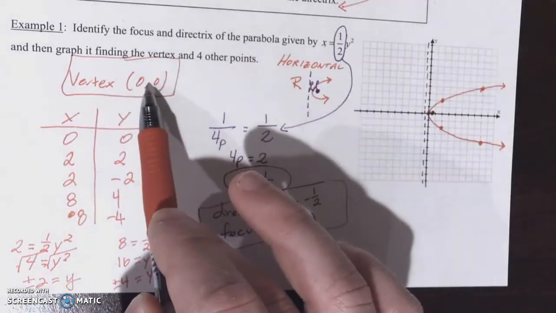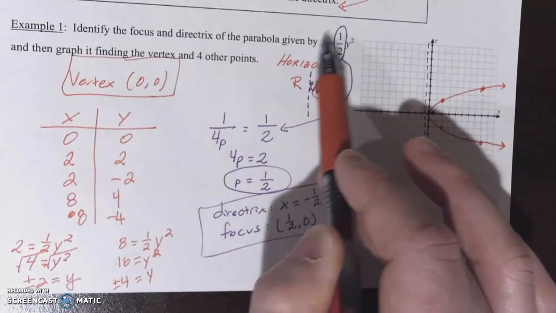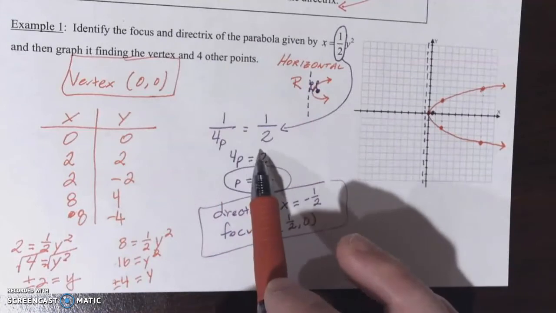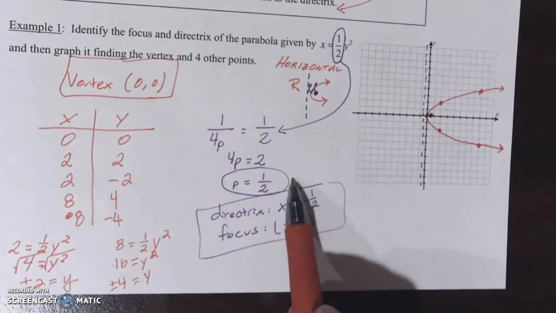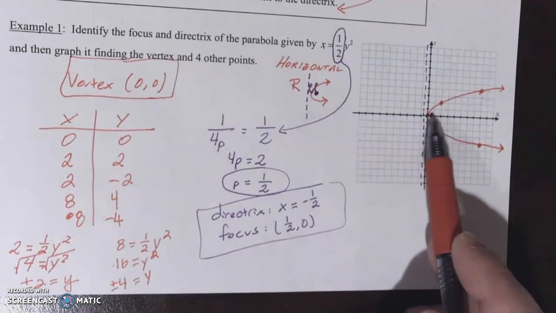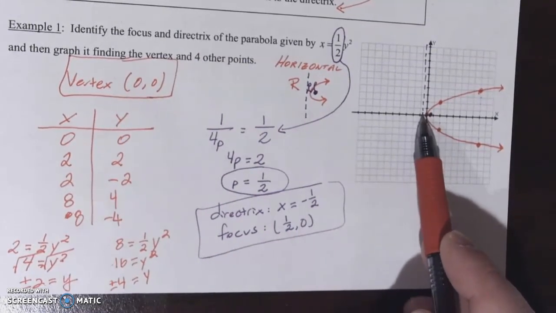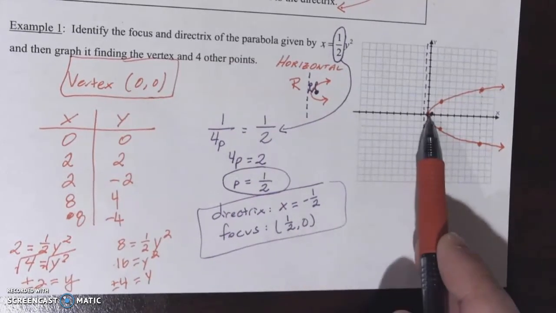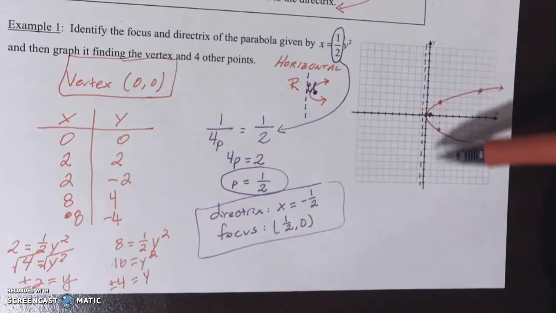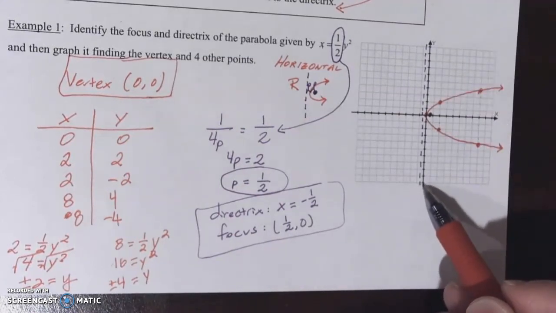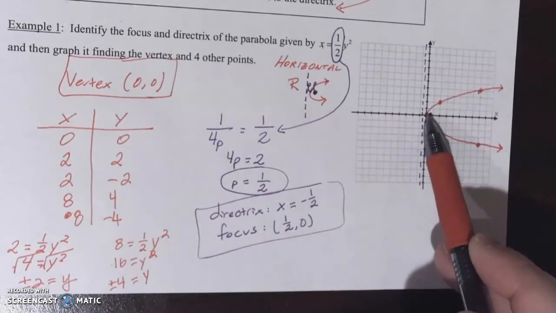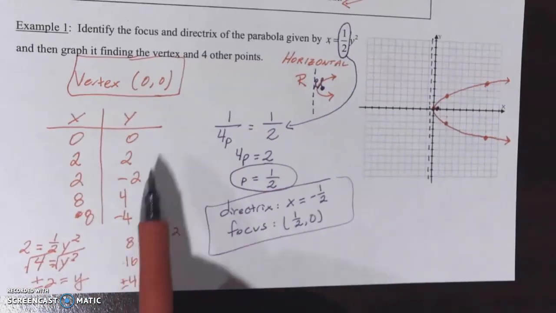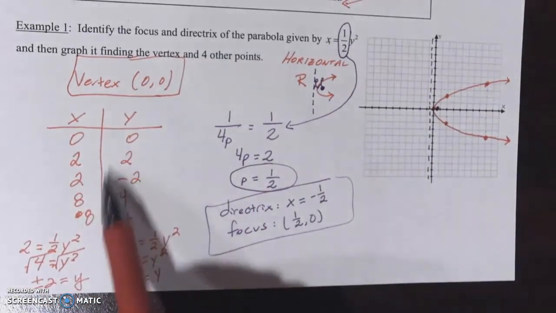We noticed that the vertex was 0, 0 because there were no numbers added or subtracted anywhere here. We then took the coefficient of 1/2 and set it equal to 1 over 4p. Solved for p, that gave us the distance from the vertex to the focus and from the vertex to the directrix. That allowed us to get the actual coordinates of each: 1/2, 0 for our focus. The directrix is a vertical line here at x equals negative 1/2. We then needed to graph. We put the focus, the vertex, and the directrix on our graph, and we plugged in some nice clean numbers that got some nice clean numbers out front.